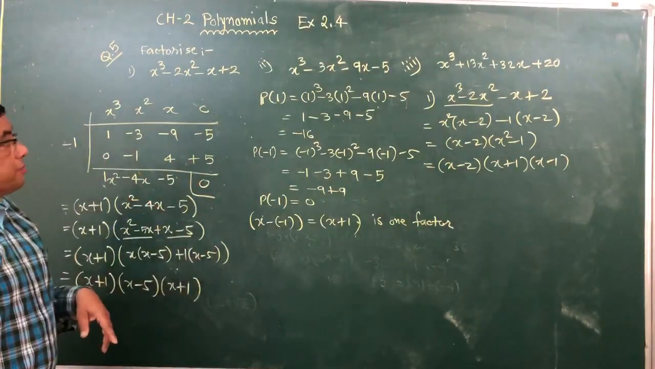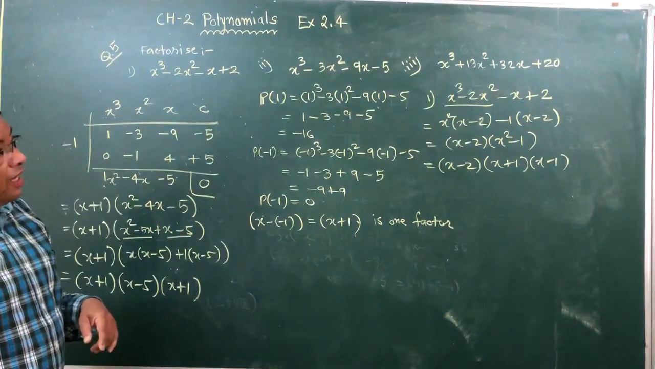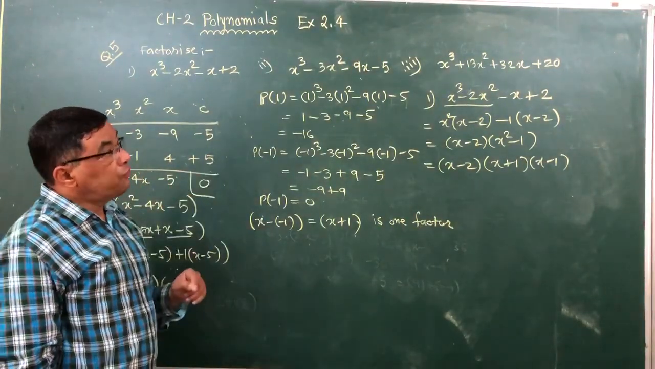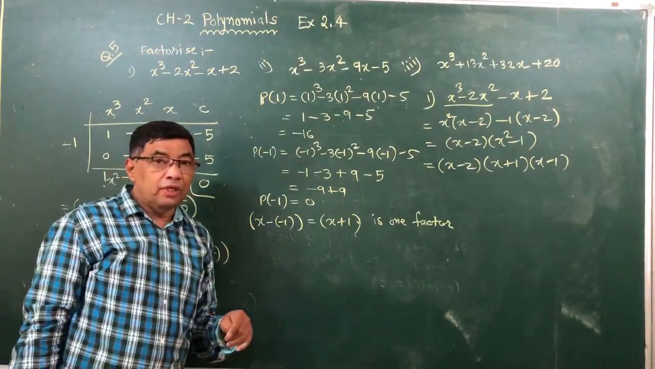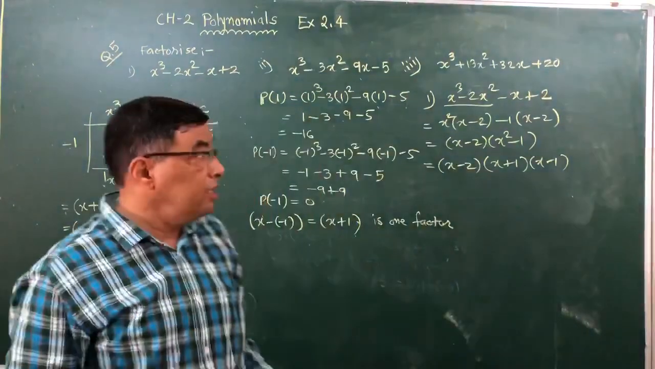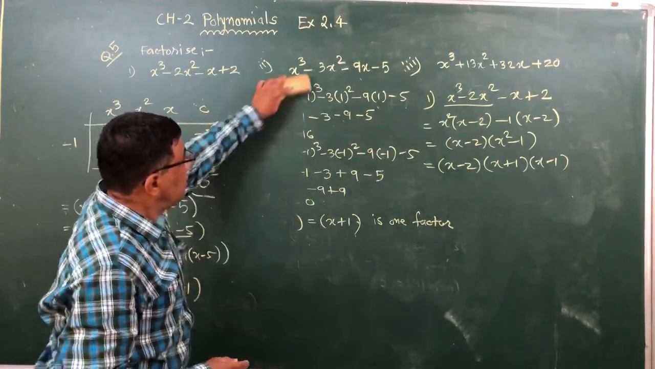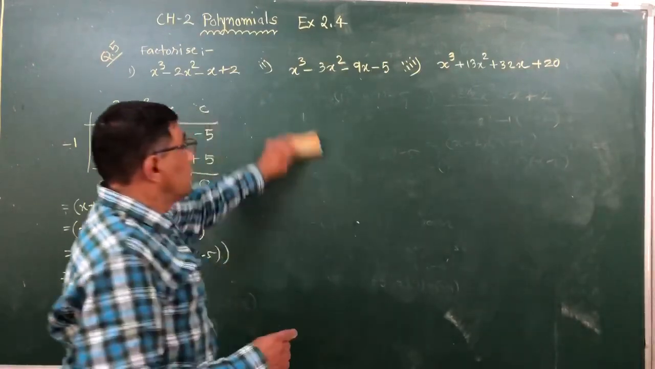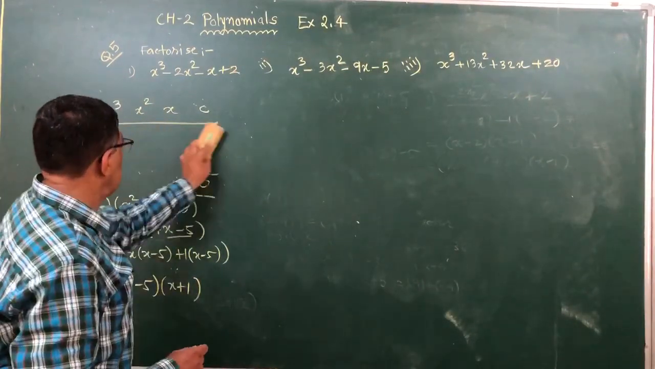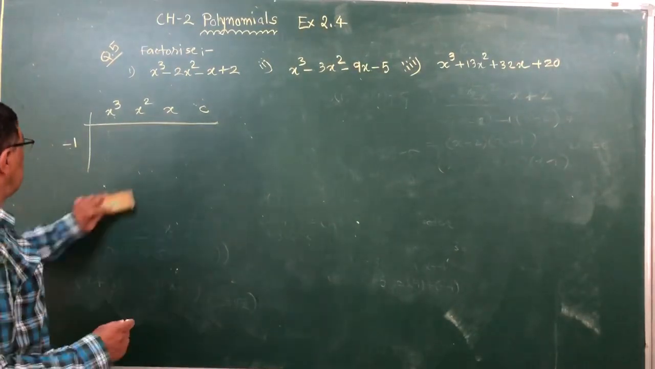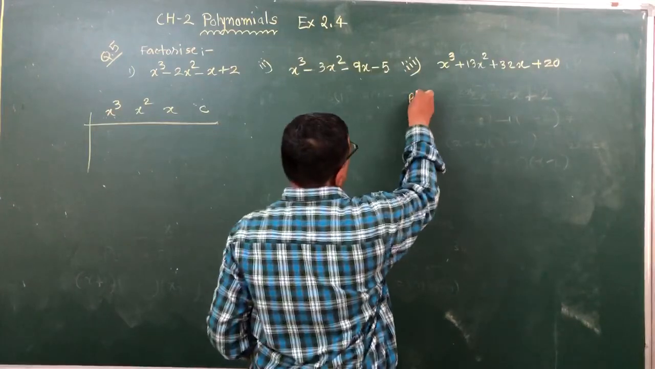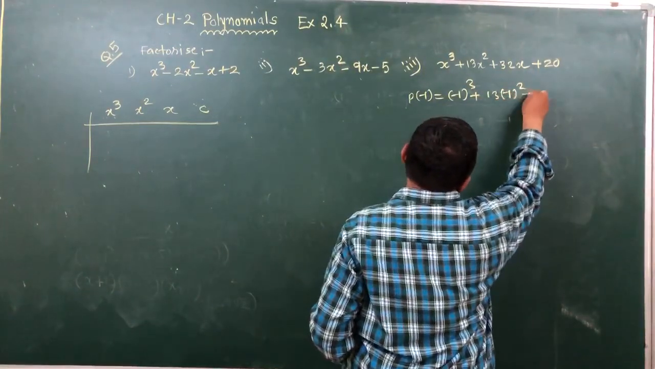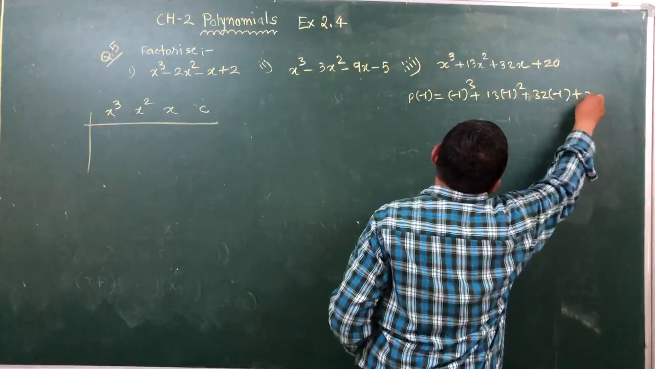Question number 3, which is x cube plus 13x square plus 32x plus 20. So here, if you go for P of minus 1, then what answer is coming? First of all, we find out P of minus 1 and check whether it is a factor here. P of minus 1 is minus 1 cube plus 13 into minus 1 square plus 32 into minus 1 plus 20.